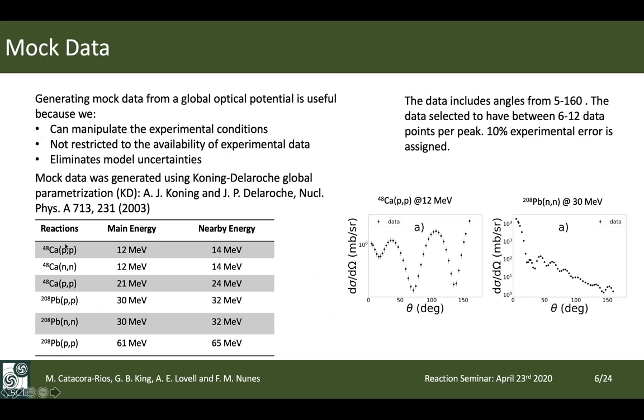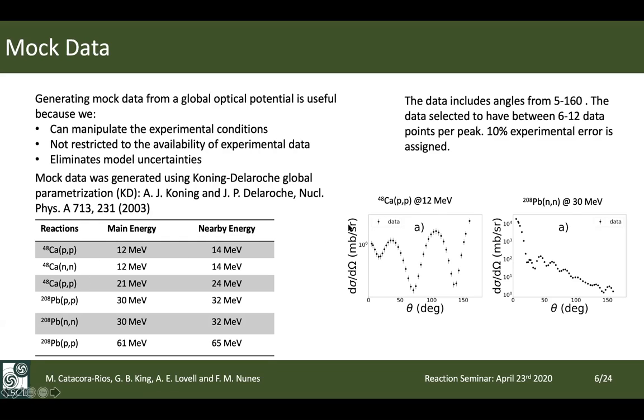So the first issue we ran into during this work was the availability of experimental data. To get around this issue, we generated mock data from a global optical potential, which is useful for 3 reasons. First, we can manipulate the experimental conditions. We are not restricted by the availability of experimental data. And it eliminates the model uncertainties and allows us to focus on the parametric uncertainties, which is what we're interested in.